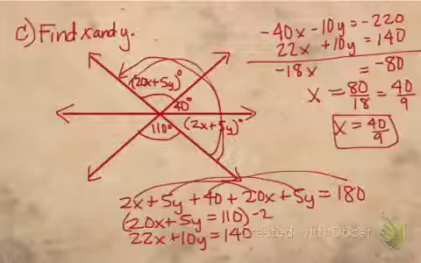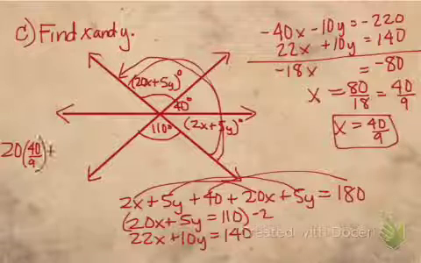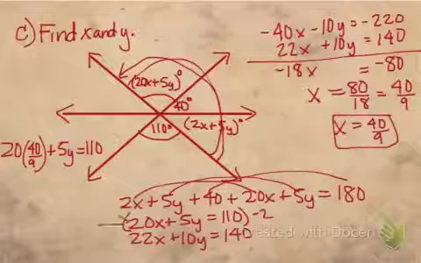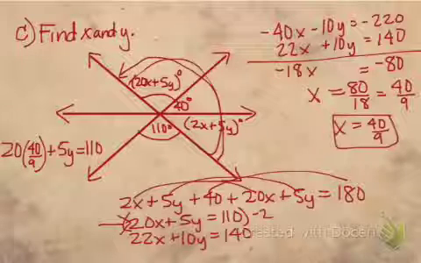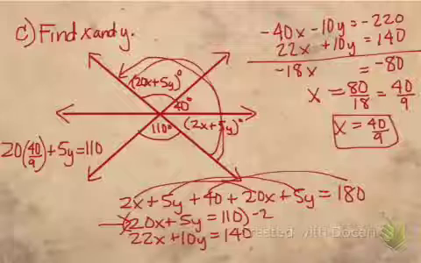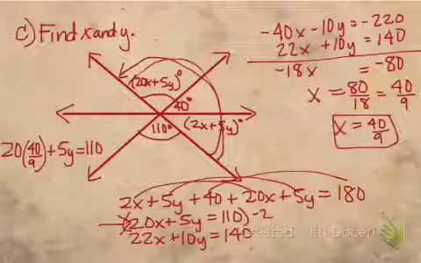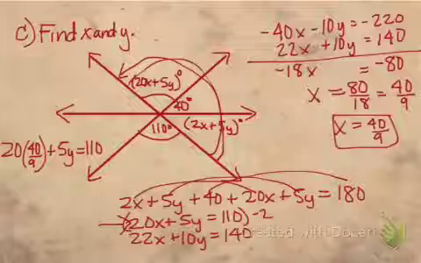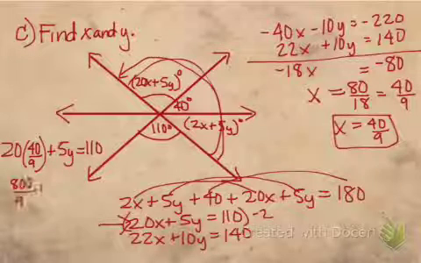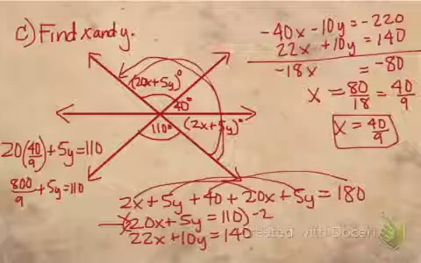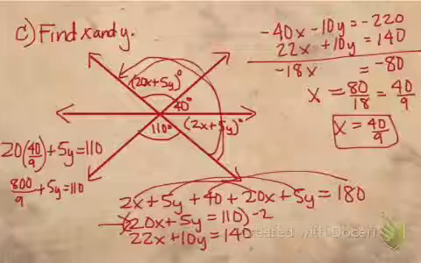Then I'm going to take it and plug it in. So I'm going to plug it into this equation right here. So I get 20 times 40 over 9 plus 5y equals 110. I'm going to multiply everything by 9 to get rid of that denominator. So I end up with 800 over 9 plus 5y equals 110.